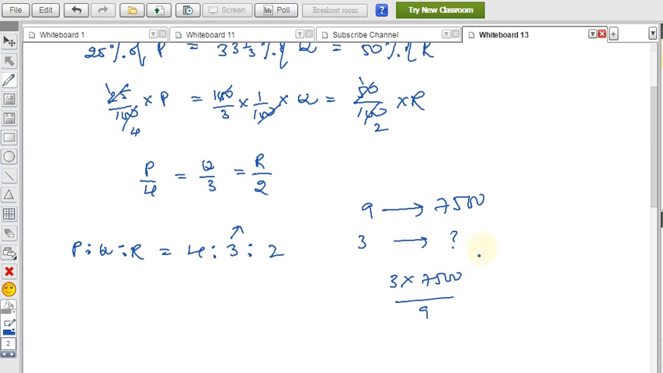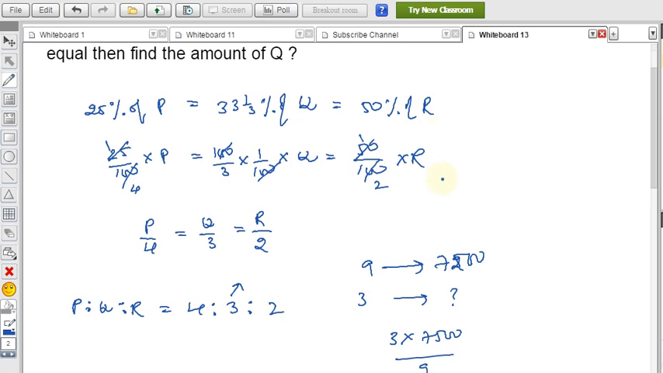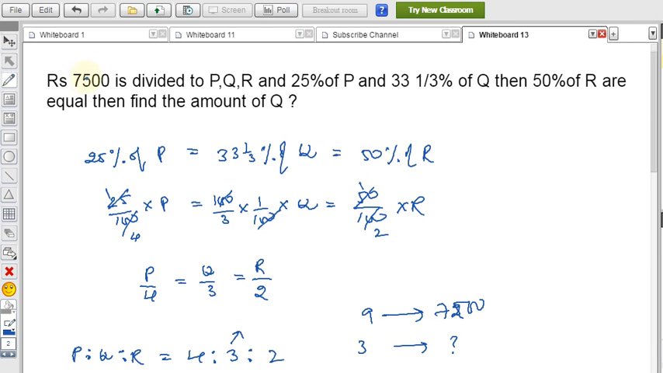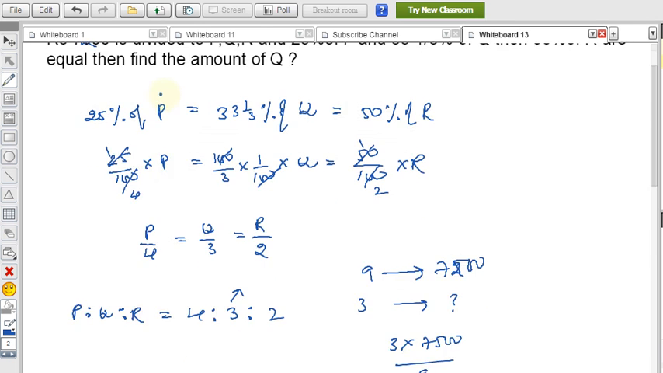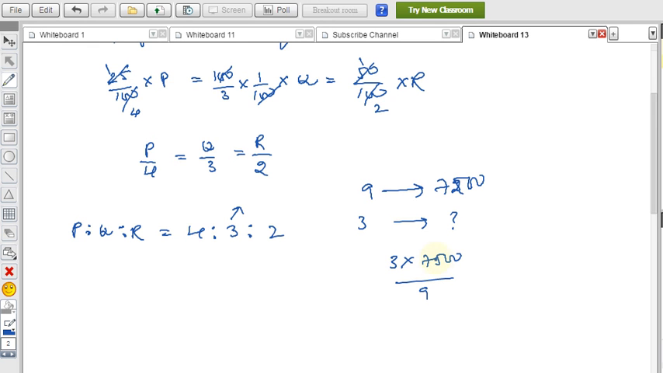Then the 9 table. Sorry, 7200 in the question. So 9 ones are 9, 800. So 2400 is the amount of Q. The only thing we need to do is find the ratios by converting percentages into fractions.